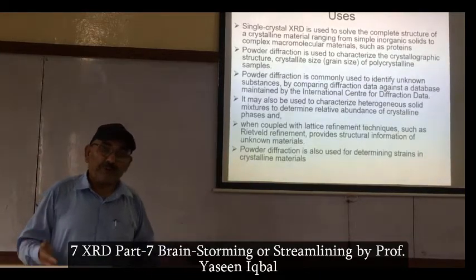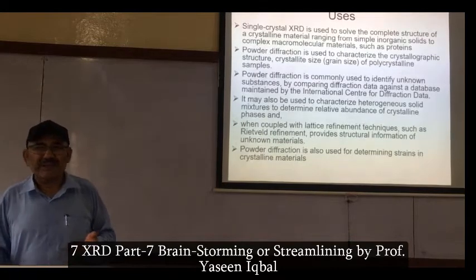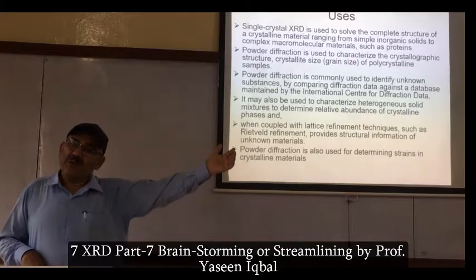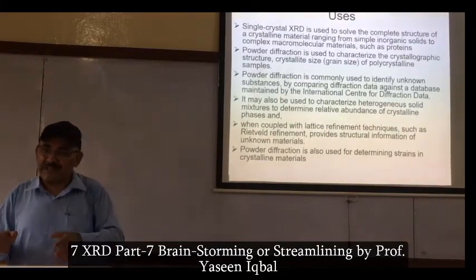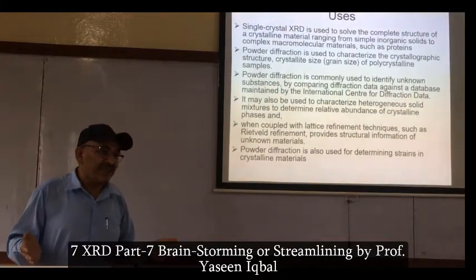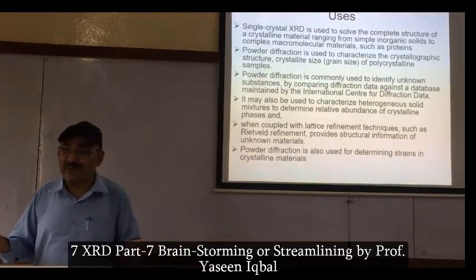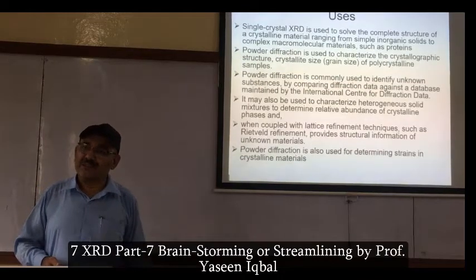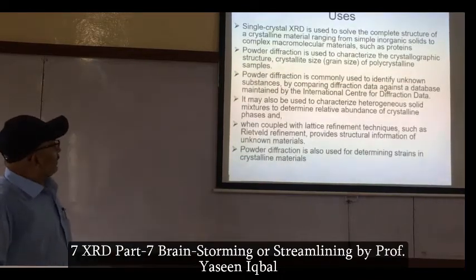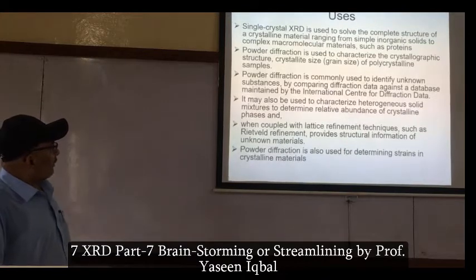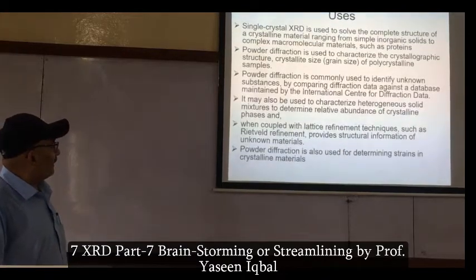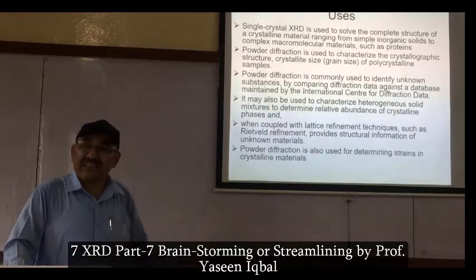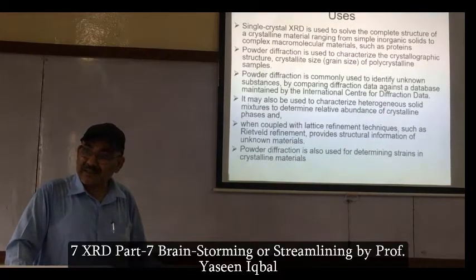But in general, when we are talking with reference to the single crystal and polycrystal, it means that here we have different crystals at different orientations, and obviously smaller in size, much smaller in comparison to the single crystal. So powder diffraction is commonly used to identify unknown substances through phase analysis, right?